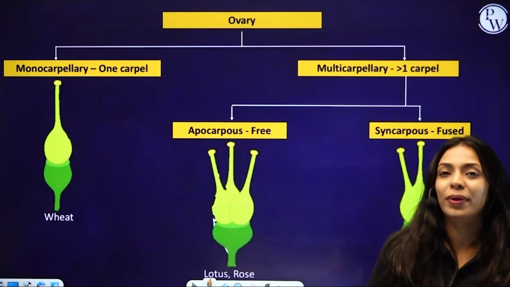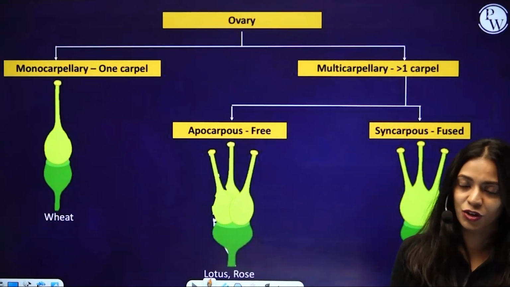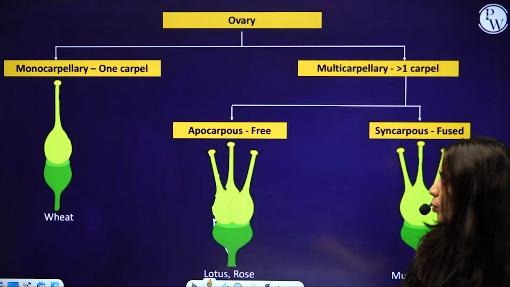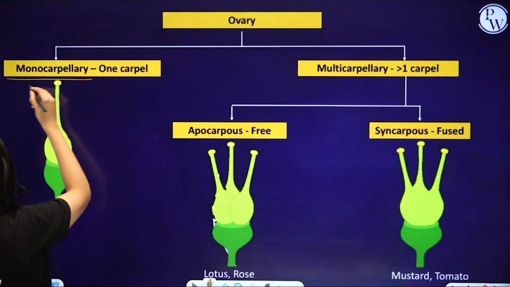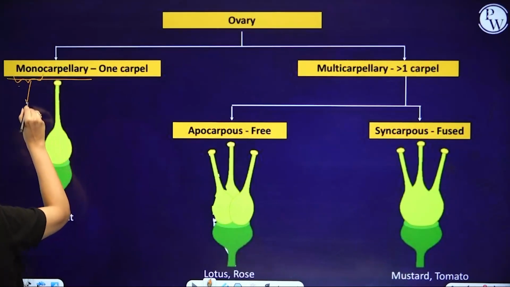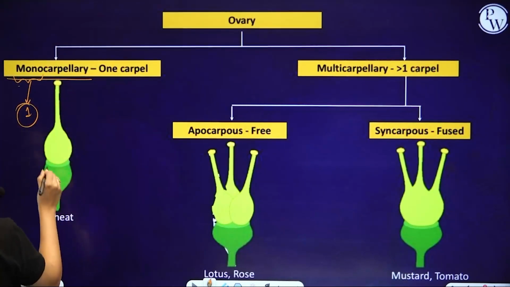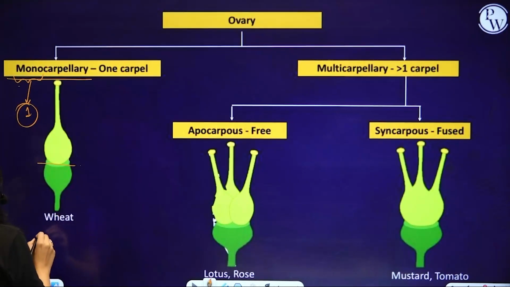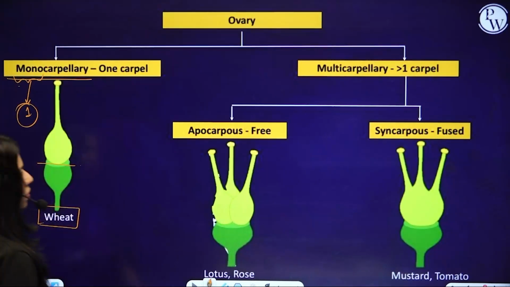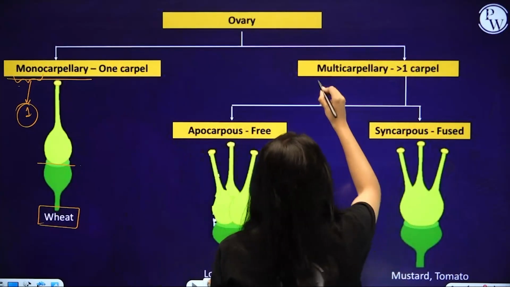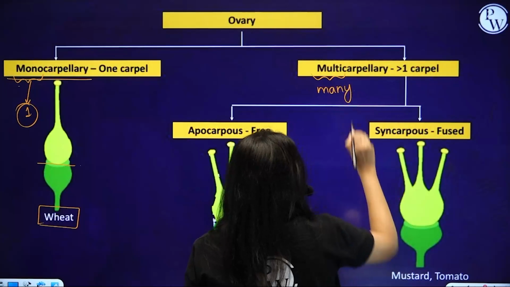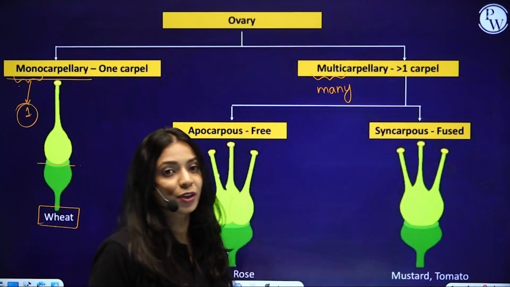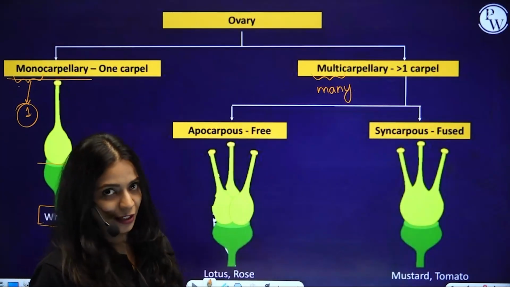Depending upon how many carpels are present in the gynoecium, we can classify it into two types. Monocarpellary, as the name indicates, mono means one. So this will only have one carpel. This can be observed in wheat. Multicarpellary, multi means many. If there is more than one carpel, we refer to it as multicarpellary gynoecium.